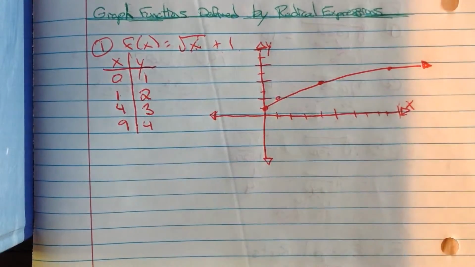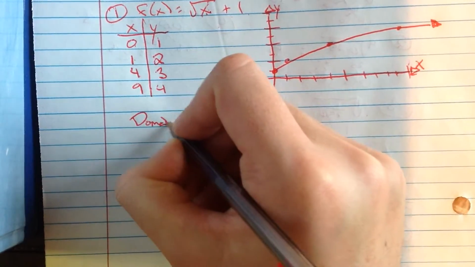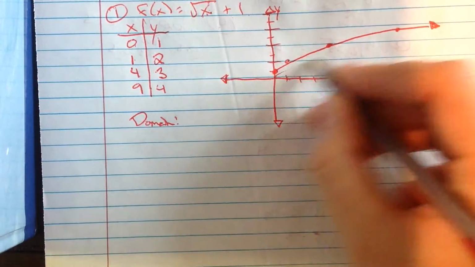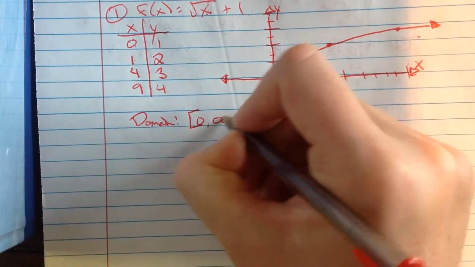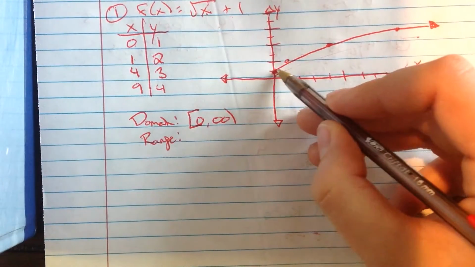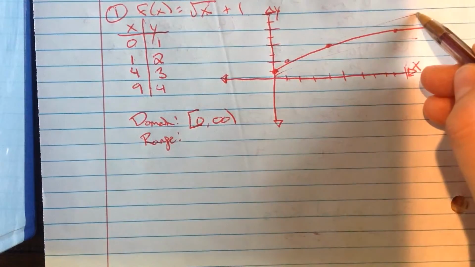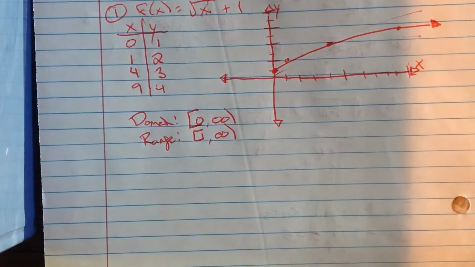It would keep going on, slowly climbing. And if we wanted to talk about the domain of this function, it would be anything 0 and above. So we would say from 0 to infinity. The range, it starts here at 1 in the height and goes up. So we'd say from 1 to infinity.